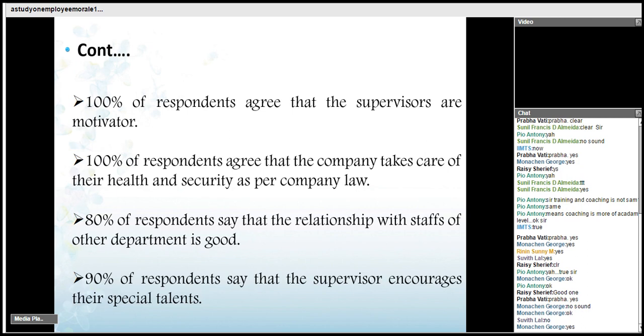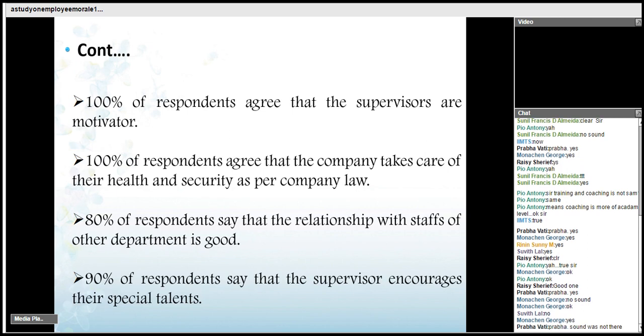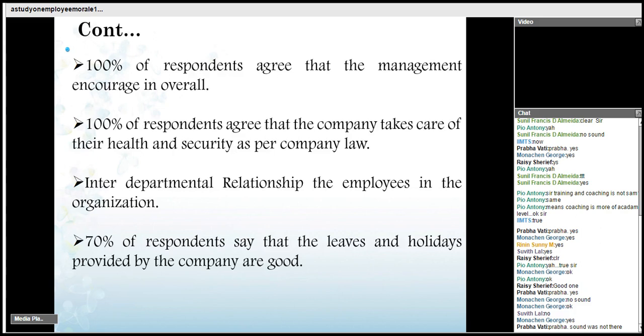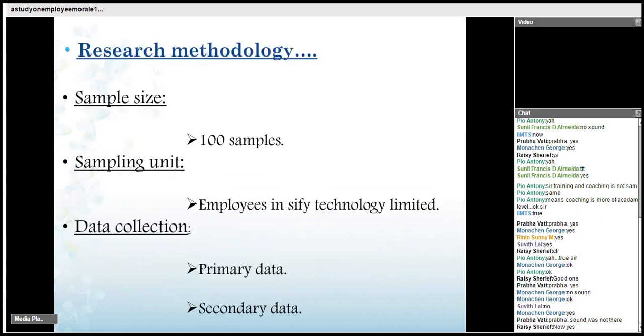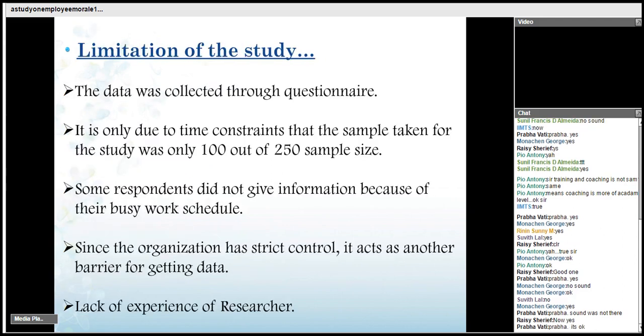What about others in the class? Prabha, Rashid, Renin? Sound was not there. So shall I just start once again from now?